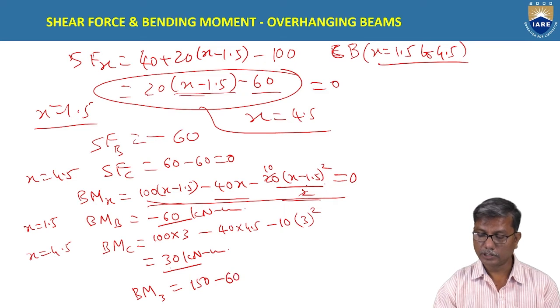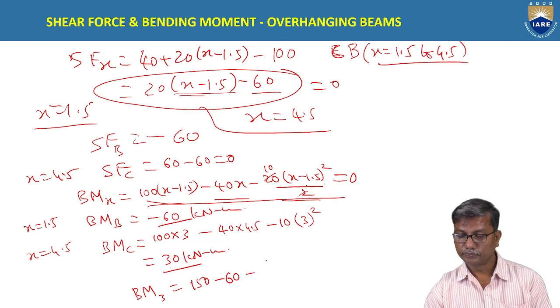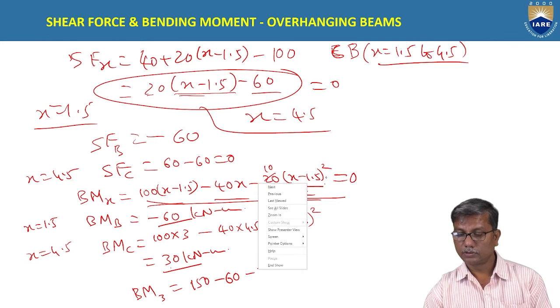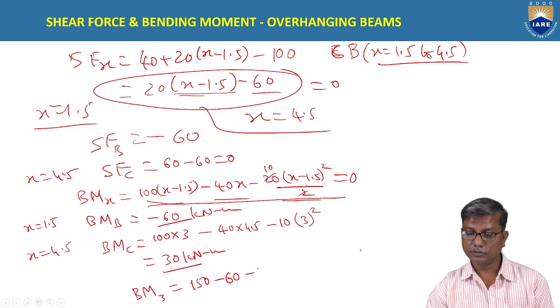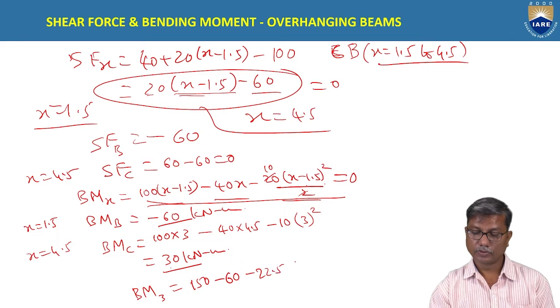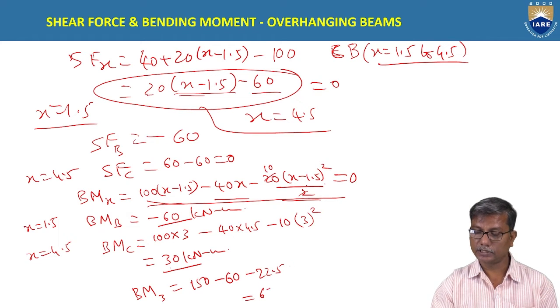Okay, 60 minus 10 into 1.5 square. 10 into 1.5 square, that is 2.25, that is 22.5. So you will get the bending moment as 150 minus 82.5, that is 67.5. You will get 67.5. It is positive.